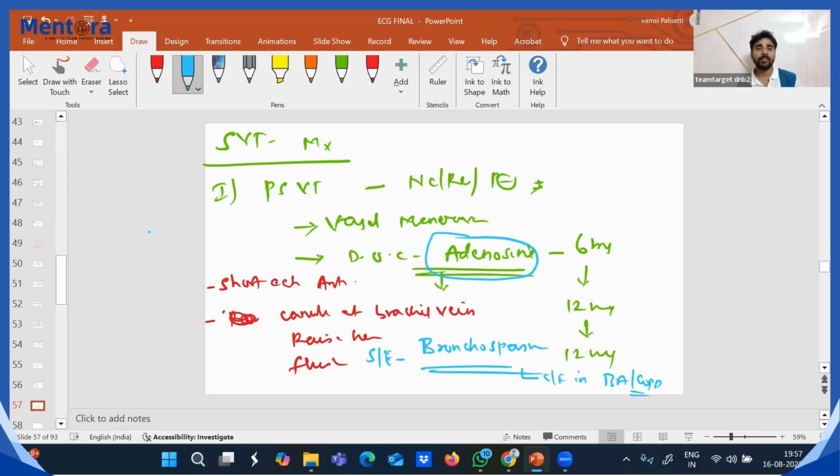So the way the questions are framed, they simply give a PSVT rhythm. They say the patient is a known case of bronchial asthma, with bronchospasm. Now what is the next level of management they're asking? It is not adenosine. You have to give some other drug, we'll deal with everything. Just see the question. Any arrhythmia they give, see the vitals. If vitals are unstable, you give shock. If vitals are stable, then you give some other drug. You have to see whether any contraindications are there or not. Simple.